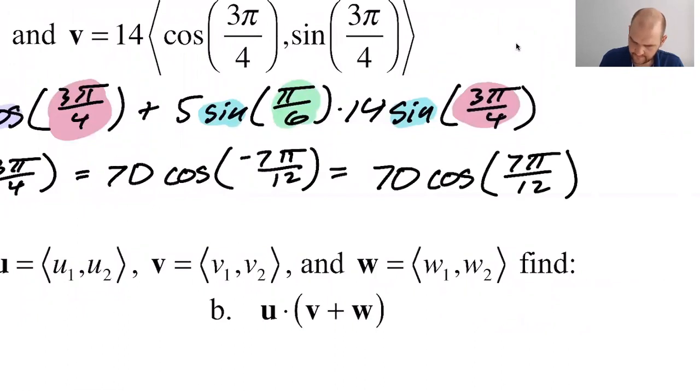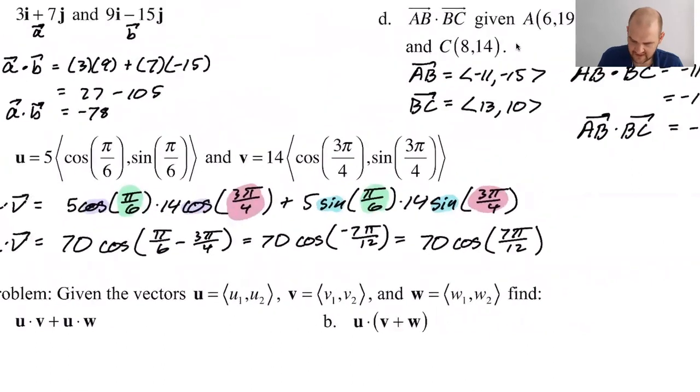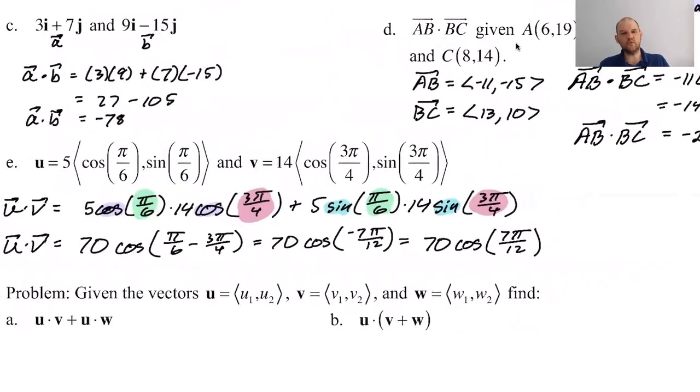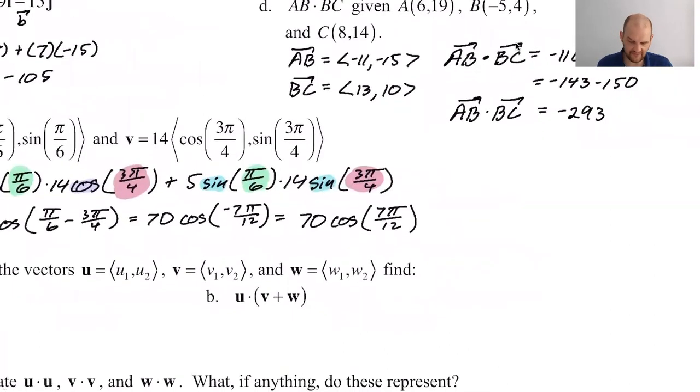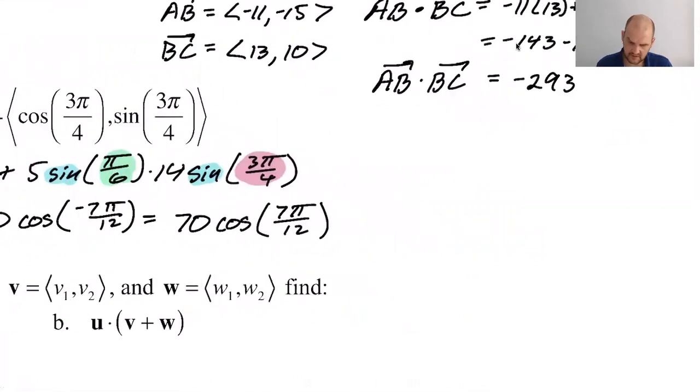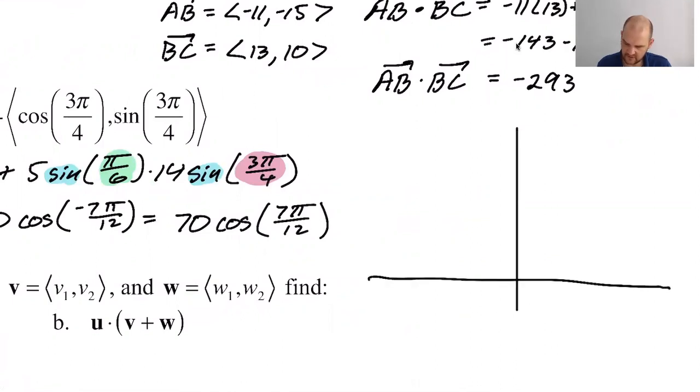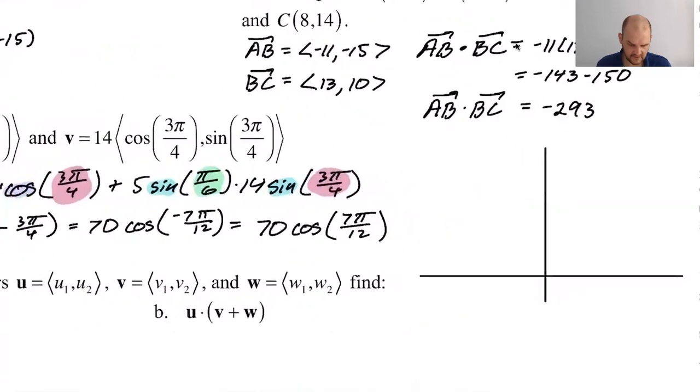Now what? Okay, that's fine. But 7 pi over 12, what is that? It's pi over 6 minus 3 pi over 4. Well, it's the opposite of that, so it's really 3 pi over 4 minus pi over 6. What does that mean? What if I were to graph these two vectors? I'm going to pretend that I'm doing this accurately, but secretly, deep down inside, I don't care how accurate this looks.